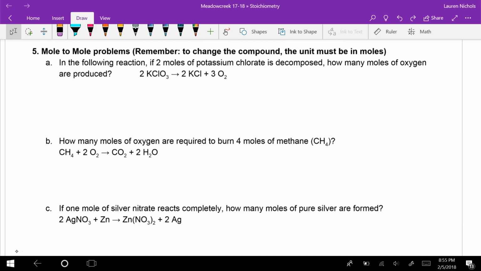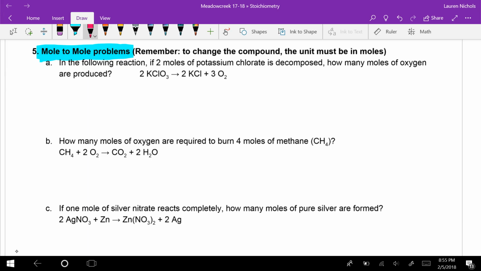With our mole to mole problems, that means converting from moles of one thing to moles of the other. We give you a little hint. We say to remember, to change the compound, the units have to be in moles. So that's saying in order to go from A to B, you have to be in the mole section. That's the only place that they're connected.